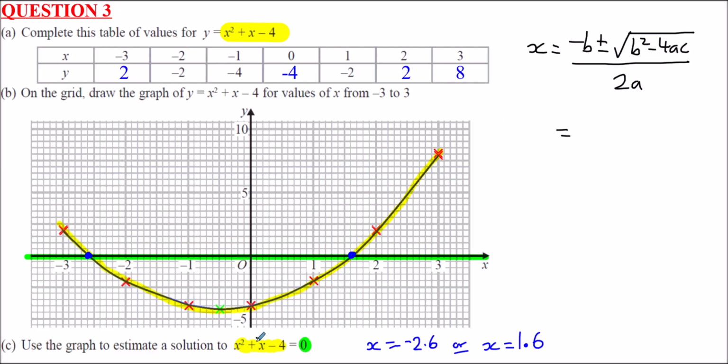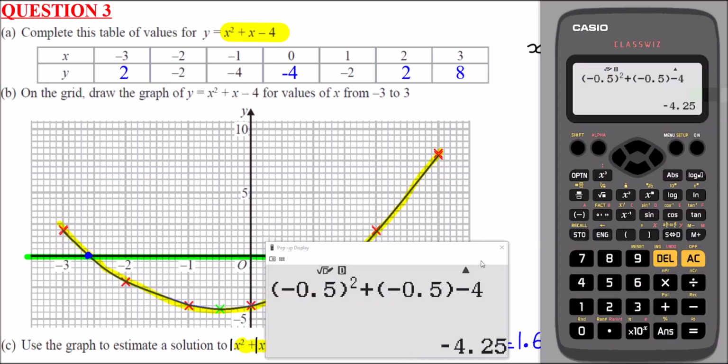So here, the b is the coefficient of the x. We just got 1x, so that's minus 1, plus or minus the square root of 1 squared minus 4 times what a is. Well, a is the coefficient of x squared. We've only got 1x squared, so again, that's 1. Times c, which is minus 4. And all of that divided by 2 lots of 1. So I'm saying we don't have to do this. This is just a check if we need of these two solutions.